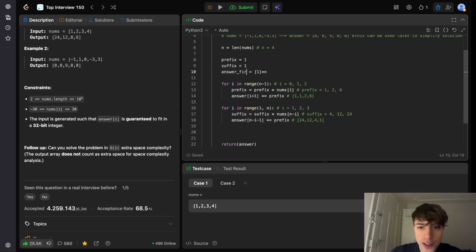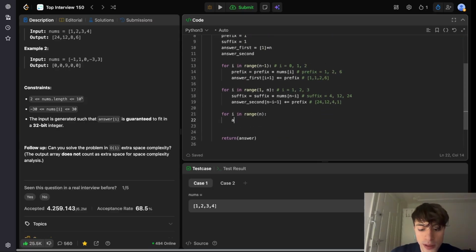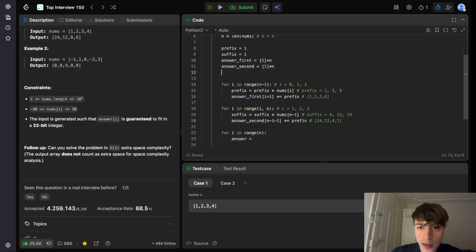Let's say answer first and answer second. Okay, this is super stupid, but I forgot to put together these two answers. And then again, I say for i in range n, simply say, let's say that answer first is equal to 1 times n, and answer second is equal to 1 times n.